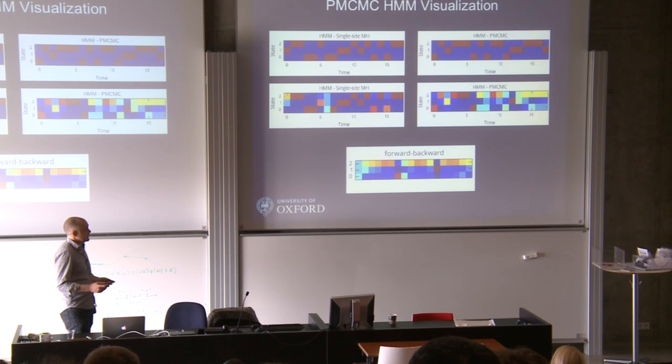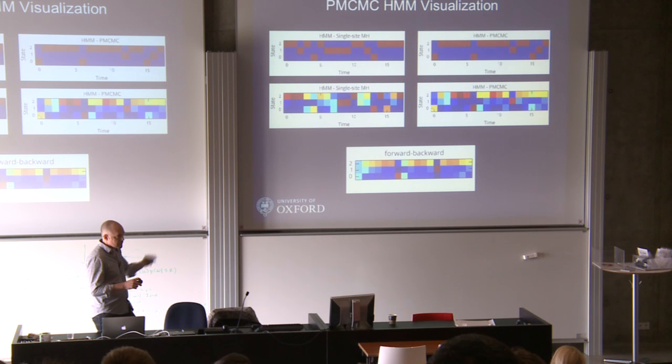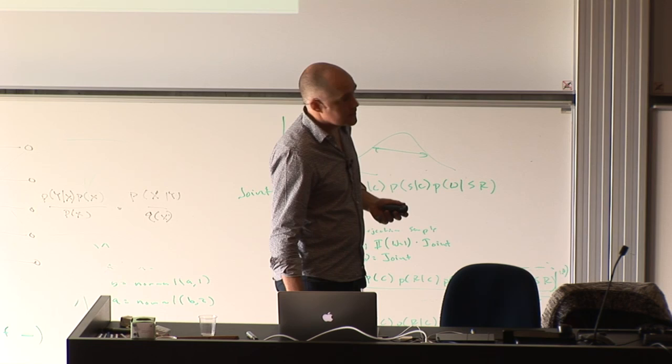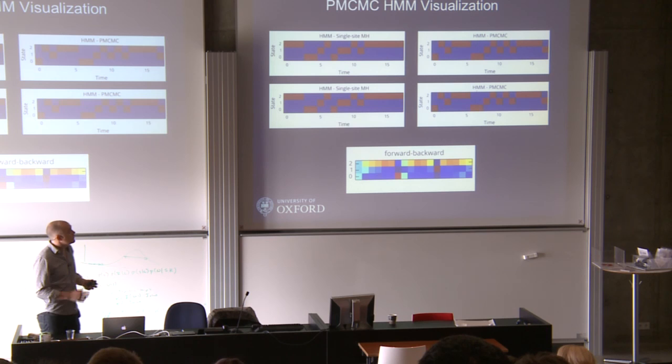PMCMC will consider completely brand new ones. So this is one sweep at a time, one sample at a time. It will transition by changing many, many variables at the same time, potentially, and it converges much more rapidly as a result. Yeah? What you're showing in the top right is the retained particle?